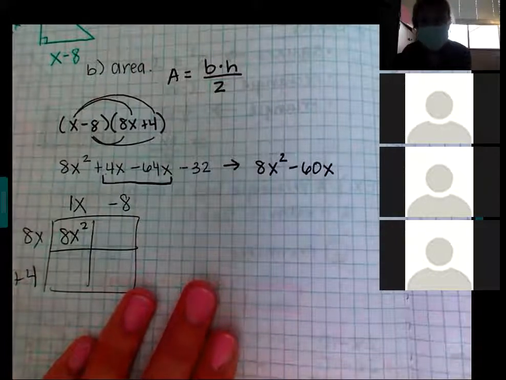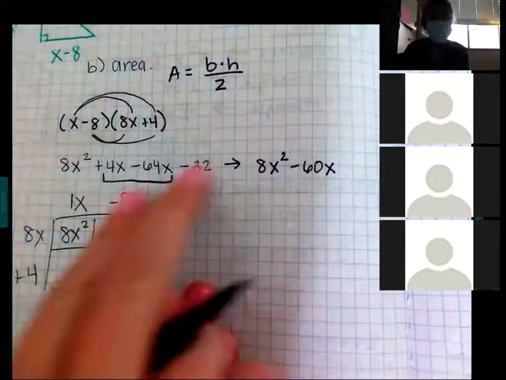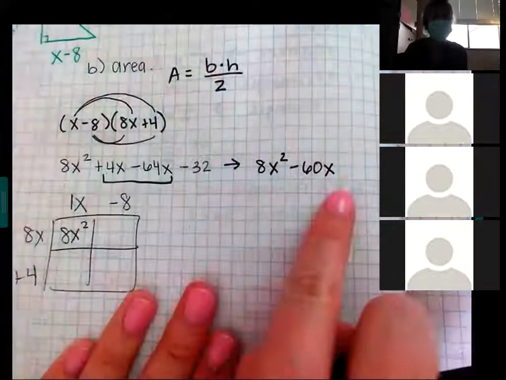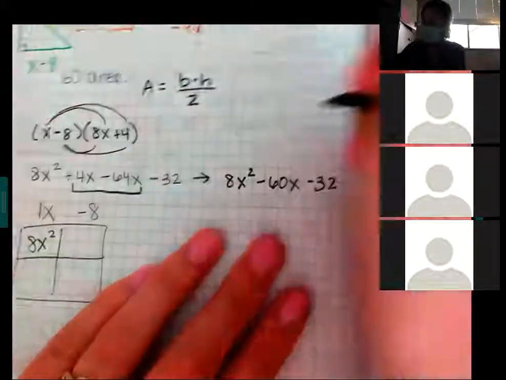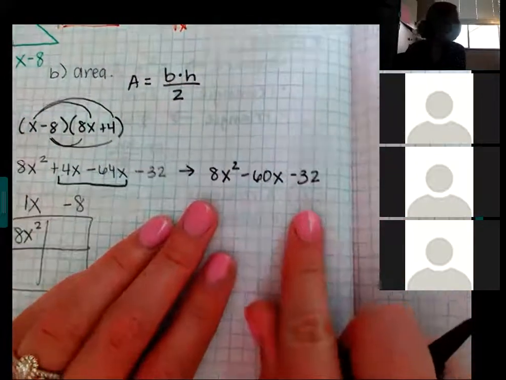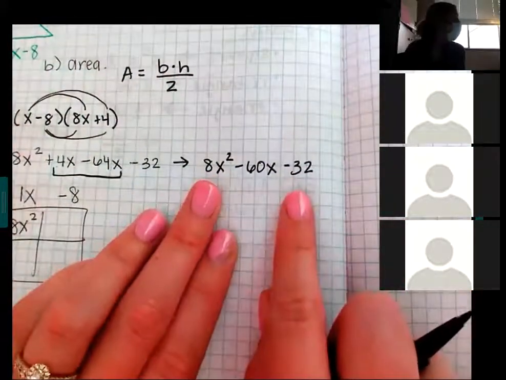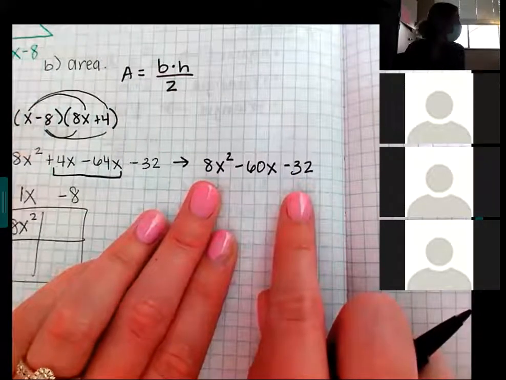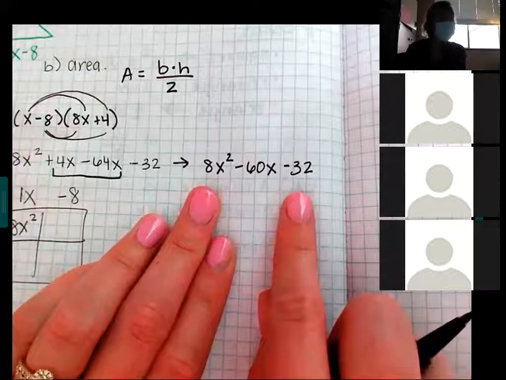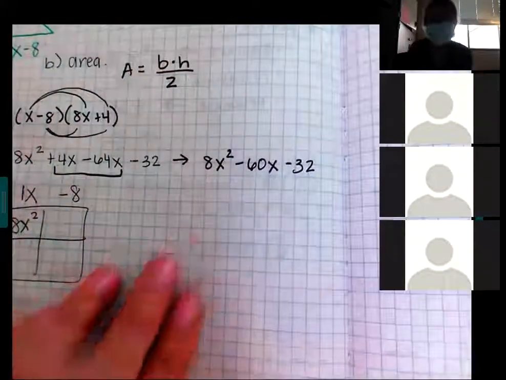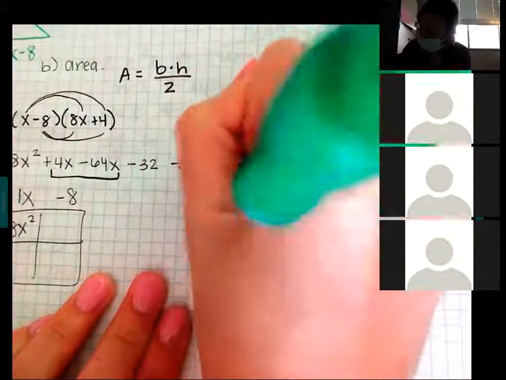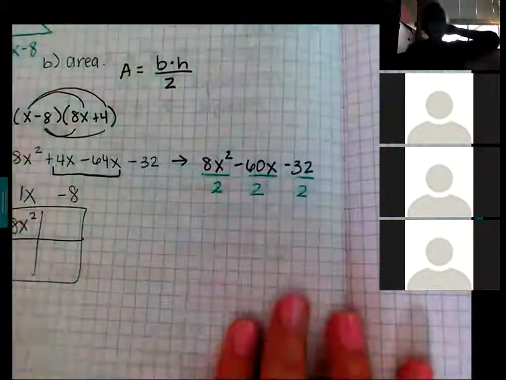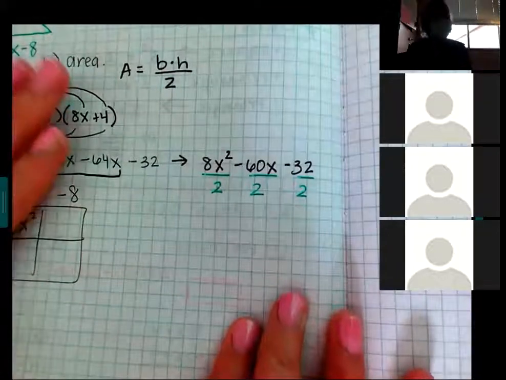Negative 64 plus 4, different signs, so Kiara subtracted. 64 take away 4 is 60, the bigger one's negative. Minus 32. Now, Jay, I'm talking to you, baby. Is this my area? No, what do I got to do still? Divide by what, Gwyneth? 2. Remember, it's a triangle. You've got to divide everything by 2. That's where y'all will mess up with the triangles. You'll forget to divide it by 2.